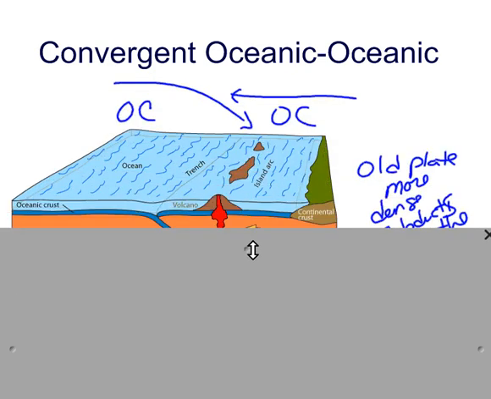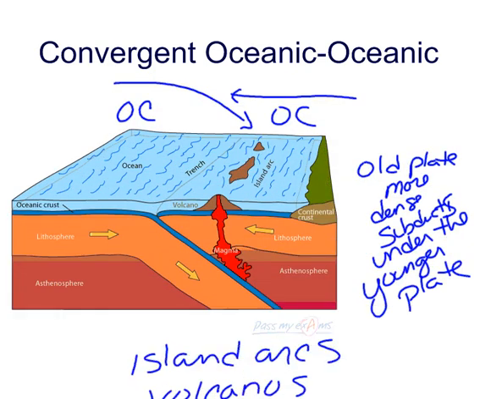The next kind of convergent boundary is oceanic-oceanic. Again, see if you can figure out what type of landform is made. In this case, one of the ocean crusts is older than the other crust, so the older crust is more dense. So the older crust subducts under the younger crust, and island arcs and volcanoes are made.